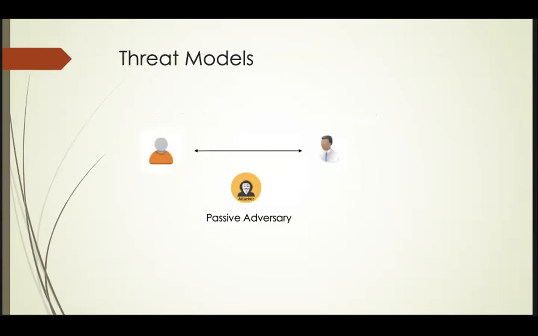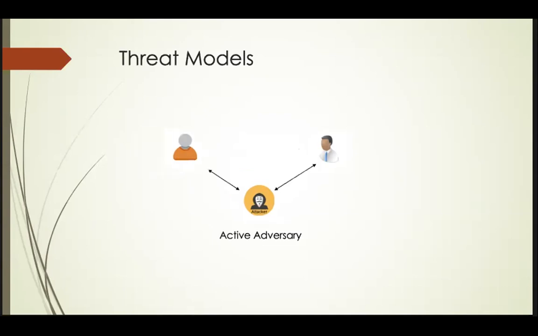Now, here's our first threat model. A communication between person A and person B can be easily viewed by a passive adversary, who can see the whole communication. For those of you who don't know, this is basically called a man-in-the-middle attack. This is the first threat model. The adversary here is not actually doing anything. He's just reading the communication, seeing the traffic, and not doing anything with it.